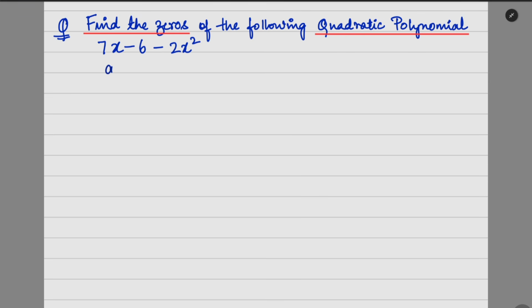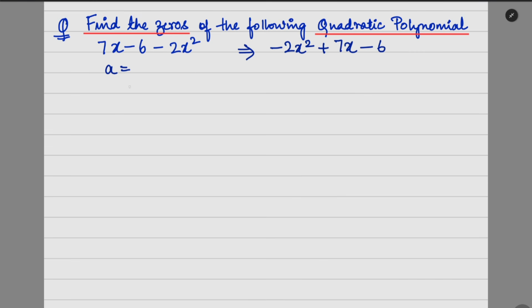So here you have your a. Now again, you cannot write a unless you have rearranged it, right? So here the x term is first, then constant, and then x square. So what is the first thing that you have to do? Rearrange it in a way like this. So first will be x square term, so minus 2x square. Next will be your x term, that is plus 7x, and then your constant, that is minus 6.